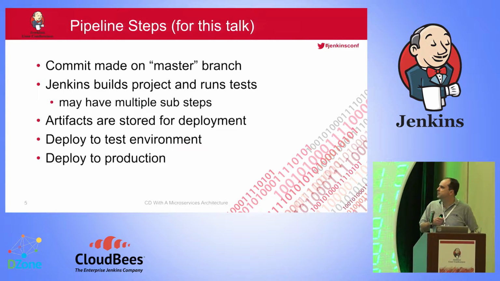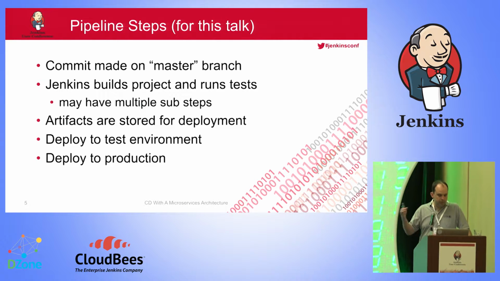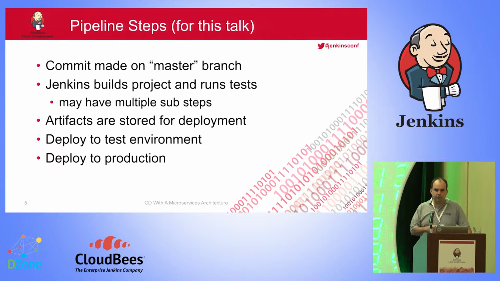For the purposes of this talk, I'm going to think of my pipeline as starting with a commit made on whatever our development branch is, so maybe the master branch. Jenkins is going to build the project, run tests, and package the artifacts, storing them off for deployment somewhere. Then we'll do a deploy to a test environment and a deploy to a production environment. Obviously, this is quite a bit simplified from what you might do in the real world, but I think the concepts are still applicable.